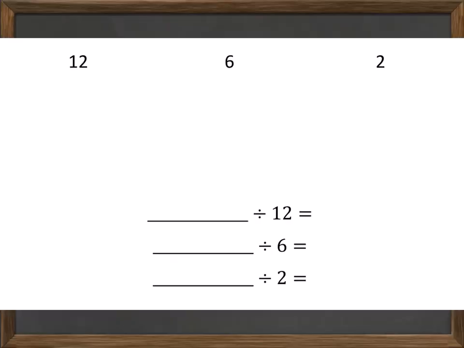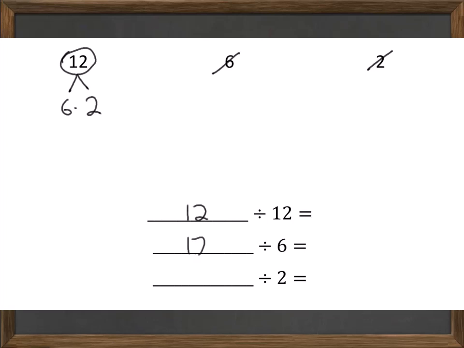What about 12, 6, and 2? Again, pause the video, think about this, and see if you can figure it out. Then unpause it to see if you're correct. Well, notice that 12 is 6 times 2. So anything that's a multiple of 12 is also a multiple of 6. So the 6 is taken care of. And 12 is divisible by 2. Anything that is a multiple of 12 is also a multiple of 2. Therefore, our least common multiple is 12.